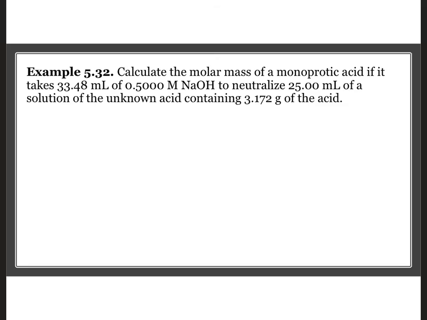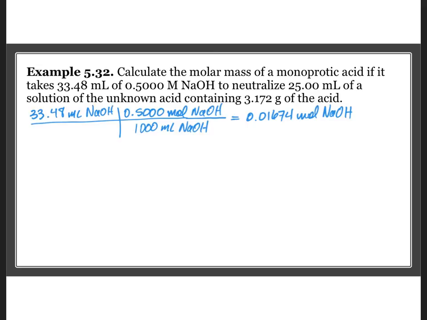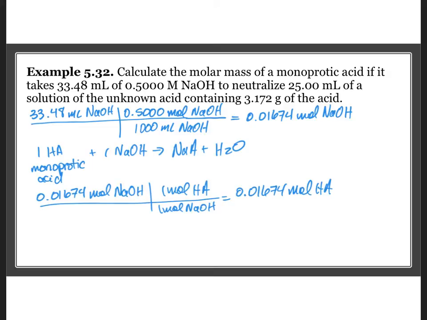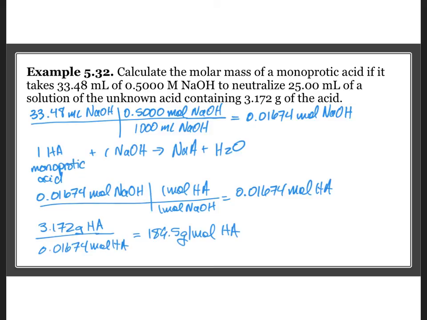We can also use titrations to calculate the molar mass of a monoprotic acid. First, we find the moles of sodium hydroxide used. A monoprotic acid will require 1 mole of base for every mole of acid for the reaction to go to completion. Taking the mass provided in the question and dividing it by the moles of acid, we get a molar mass of 189.5 grams per mole.